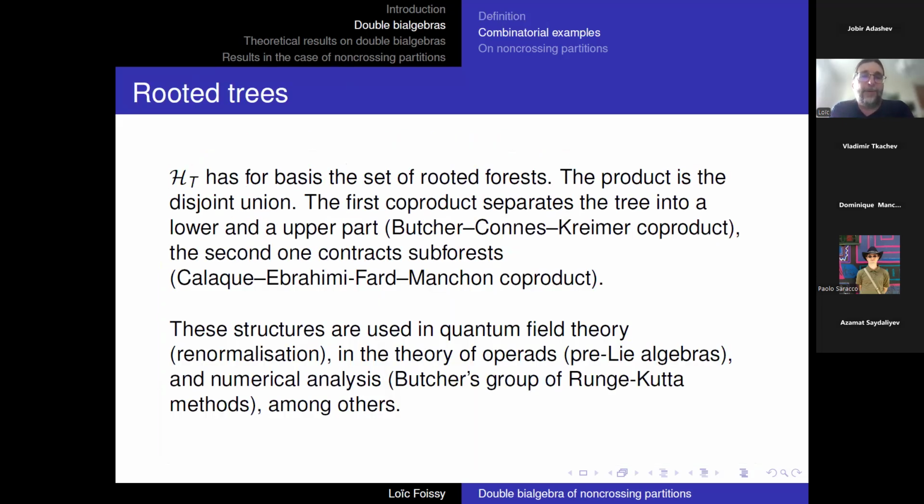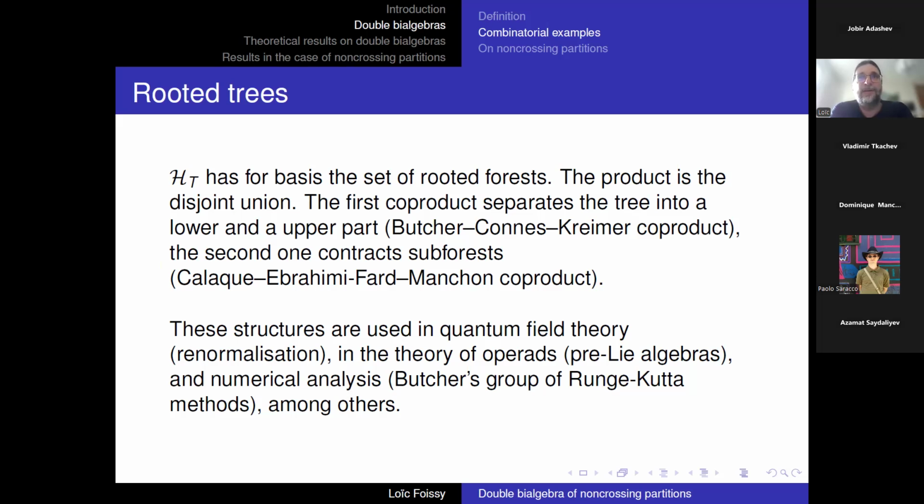So another example, which is also rather classical now, is based on rooted trees. This is maybe more famous than the first one. This Hopf algebra, this first coproduct, is known as the Butcher-Connes-Kreimer coproduct. I think it was really described as a Hopf algebra by Connes and Kreimer at the end of the 20th century. And then it was discovered that, in fact, this Hopf algebra was related to a group described by Butcher, which was based on the Runge-Kutta method.